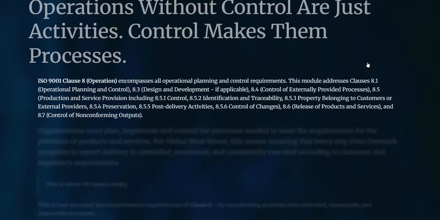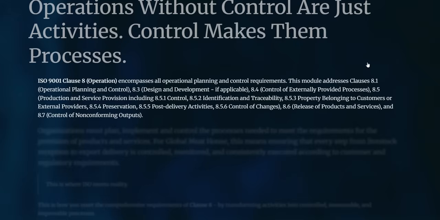ISO 9001 Clause 8 operations encompasses all operational planning and control requirements. This module addresses Clause 8.1 operational planning and control, and also we will address Clause 8.3, which is design and development. As we said, it's not applicable with our organization, but we will do it for the purpose of training. And then we will cover in this module Clause 8.4, which is control of externally provided processes, and we will replicate that in our case study. We will replicate in laboratory, testing laboratories and transportation.